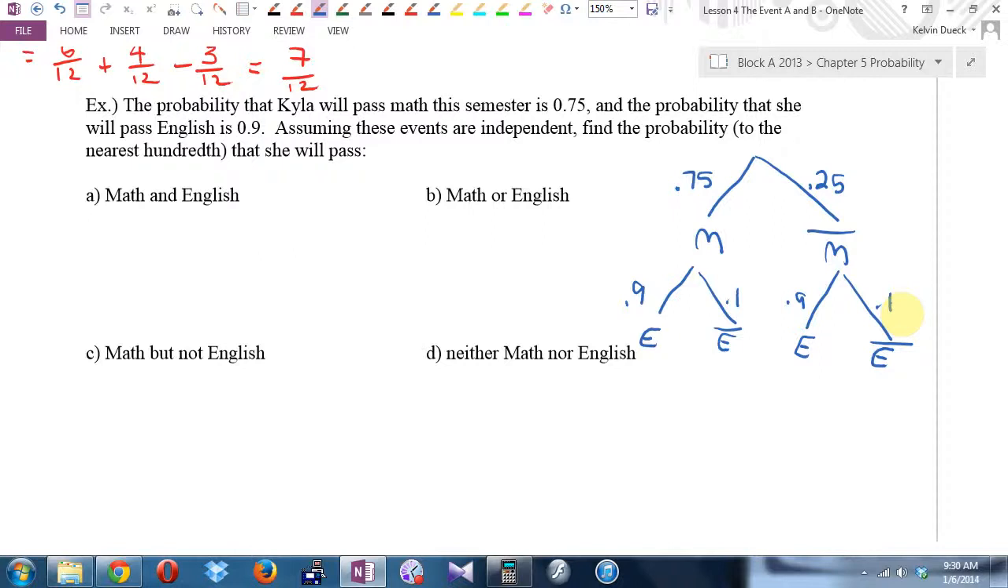Kyla, can you read A to me? Which branch is that? Oh, and it's multiplied down. You know what? It's going to be whatever 0.75 times 0.9 is. What's that, folks, on your calculators? What's the probability that she passes both courses? 0.675?